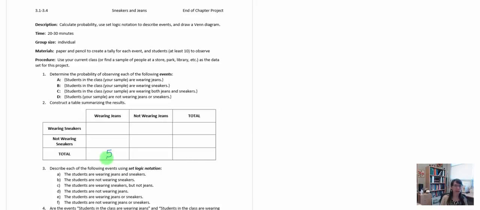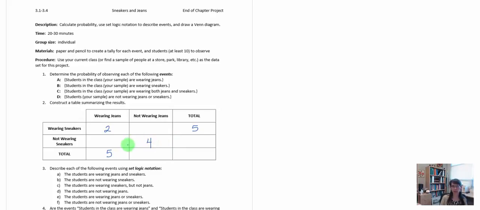Then we looked around the classroom and counted how many people were wearing sneakers. And there were also 5 people wearing sneakers. So I'm putting that under the total column. The next thing we looked at is how many students were wearing jeans and sneakers. And that was 2 people. We then looked around the room to see if there were any students who were not wearing sneakers and not wearing jeans, and we found 4 people there.